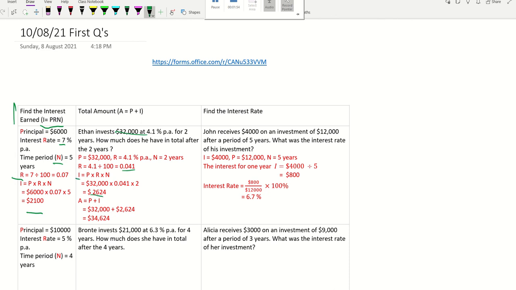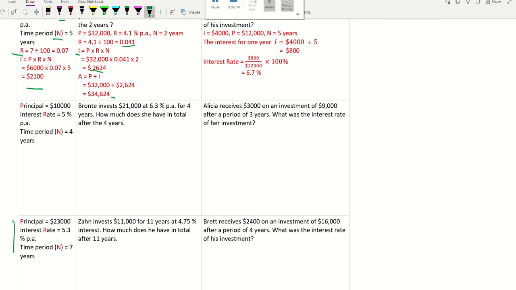Once we've found that it's 2,624, we want the total amount that he's got. So we're going to add that interest to what he had in the first place, and we're going to end up with 32,000 plus 2,624 is 34,624.